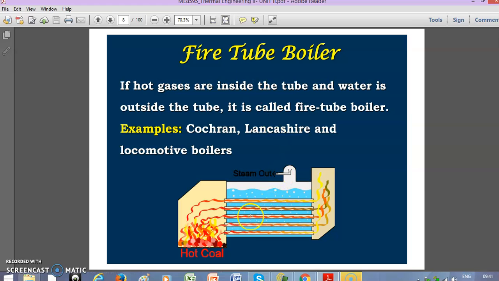Fire tube boiler: kindly see this arrangement where we have a cylindrical vessel filled with water, and in between we have a number of tubes. Here we burn the fuel and hot flue gas is generated. That flue gas is allowed inside the tubes. Since the flue gas flows inside the tubes and the tubes are exposed to the outside water, we call this a fire tube boiler. For example, Cochran, Lancashire and locomotive boilers are fire tube boilers.